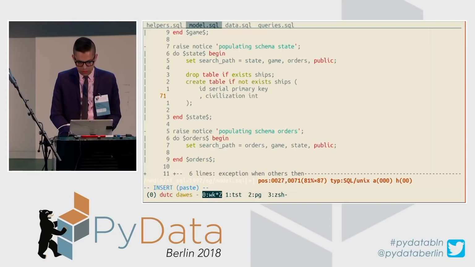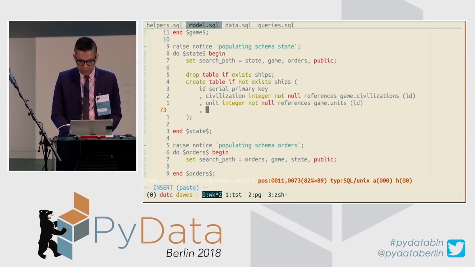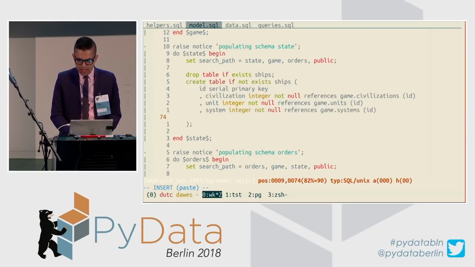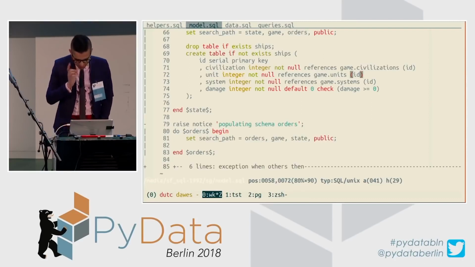Civilization. A ship has some unit type. Units. A ship sits in some system. And a ship has some damage that it has accrued. Okay? And everything still works. Now, there's one thing that I want you to think about right here, something very interesting.